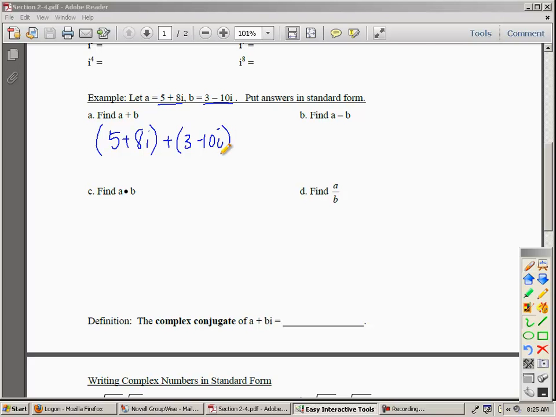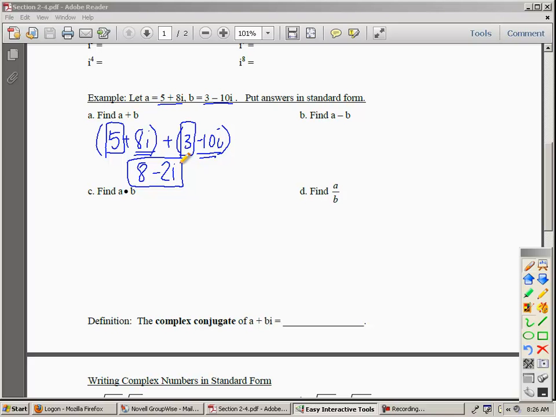When we look at complex numbers, we add the like terms. So 5 plus 3 makes 8. 8i and a -10i is -2i. And please make sure your answers are in standard form, which means the i part comes second.